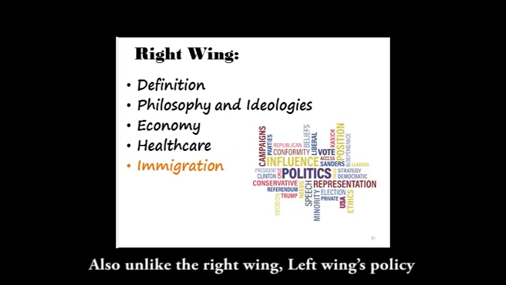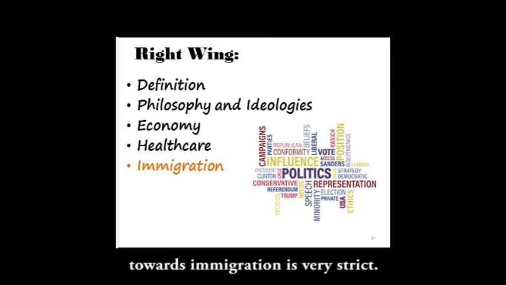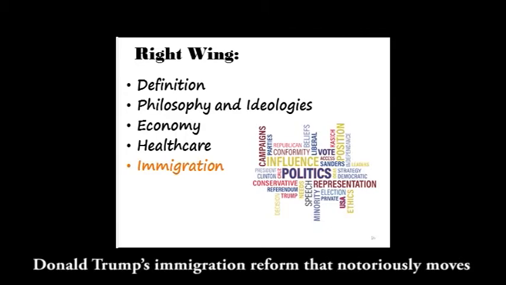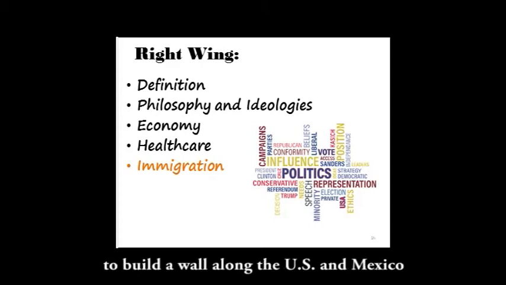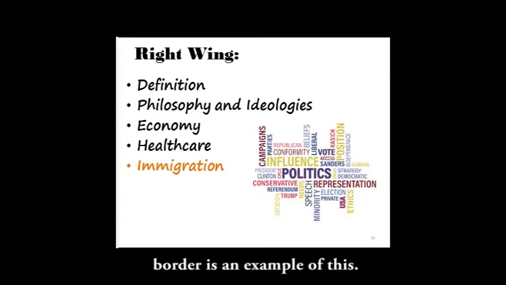Also, unlike the left wing, right wing's policy towards immigration is very strict. It advocates rigorous border control and deportations of illegal immigrants. Donald Trump's immigration reform that notoriously moves to build a wall along the US and Mexico border is an example of this.